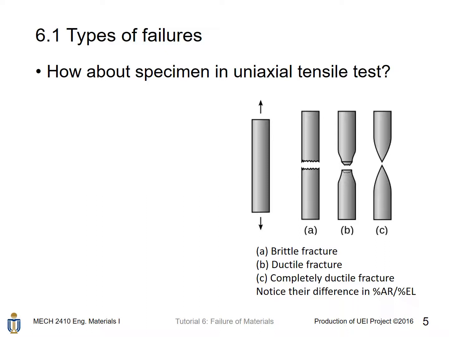So how can we identify whether a material will undergo ductile fracture or brittle fracture? Actually, we can identify this by looking at the features of the broken samples in a uniaxial tensile test. For the specimen in the uniaxial tensile test, there are several modes of failure. The first one is the brittle fracture. The second one is the ductile fracture. And the third one is the completely ductile fracture. Basically, all materials will fall into these three categories.